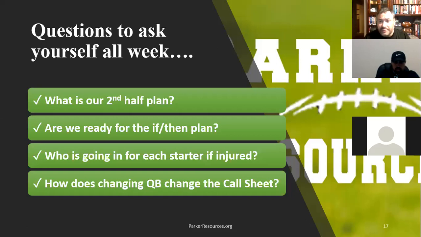I didn't always even write this on the call sheet. We just kind of talked about, all right, let's say we come out playing well. We're ahead, we're down by a touchdown, we're up by a touchdown, whatever. The plan's going well, but it just kind of stalls out. We need to spring something on them in the second half. What do we have? Are we ready for the if-then plan?